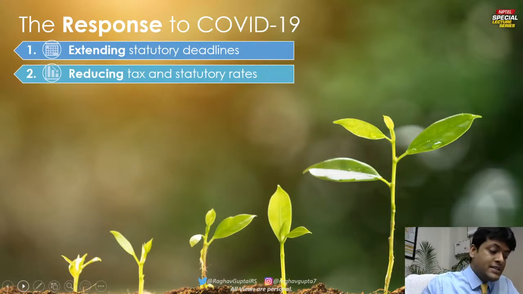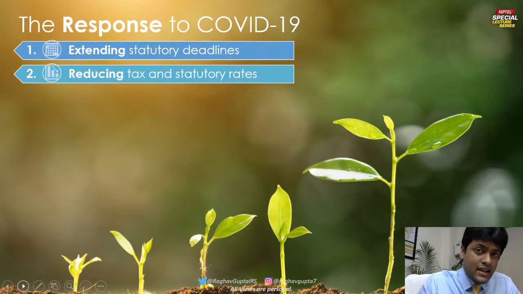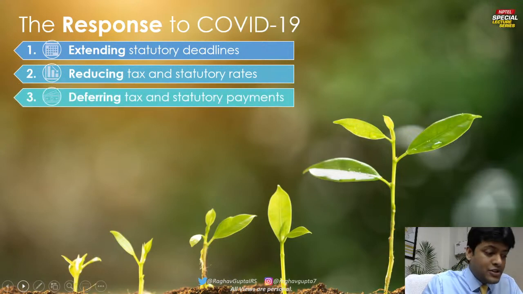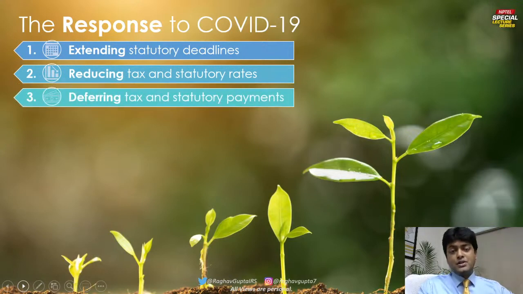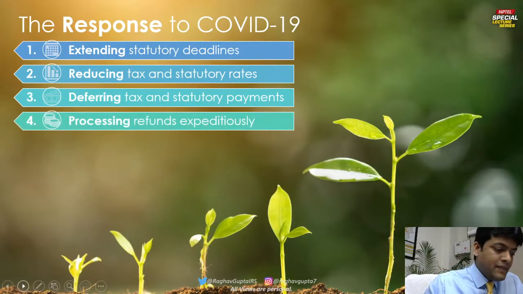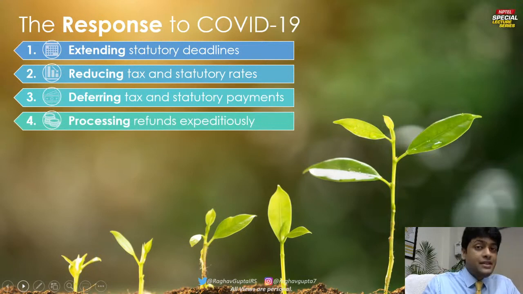Various TDS rates and TCS rates, that is, tax deducted at source and tax collected at source, have been reduced. The third one is deferring tax and statutory payments. Well, because of the extension of statutory deadlines, automatically the deadlines for payment of tax, etc., have also been extended. The next, of course, is processing refunds expeditiously.